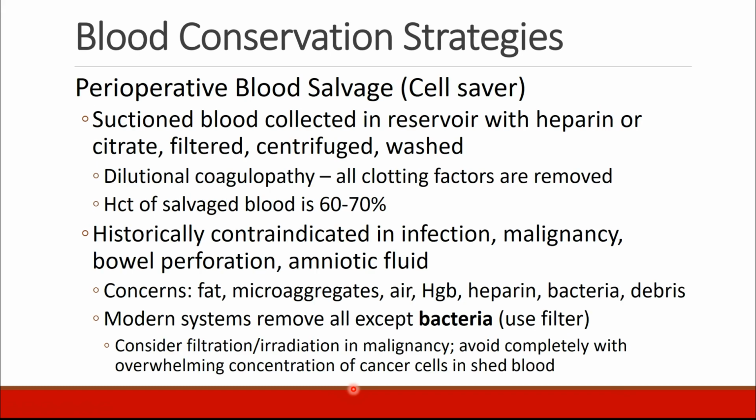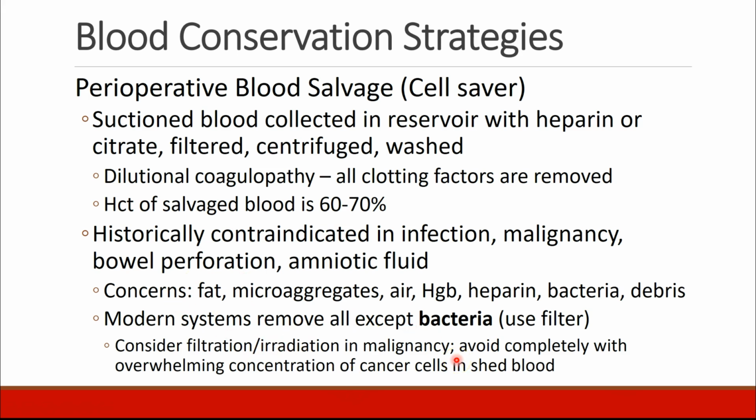Cell saver, which is perioperative blood salvage, involves suctioning the blood from the surgical field, collecting it with heparin or citrate to prevent coagulation, filtering it, centrifuging it, and washing it. Now, this creates a dilutional coagulopathy because all the coagulation factors are removed. But in the end, we end up with salvaged blood spun down with a hematocrit of 60 to 70%.